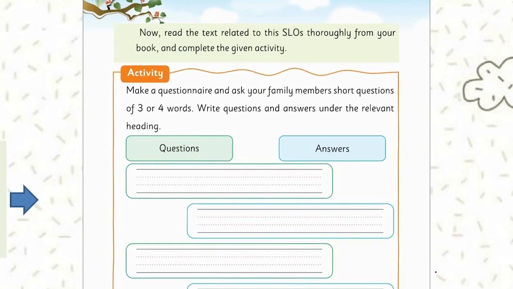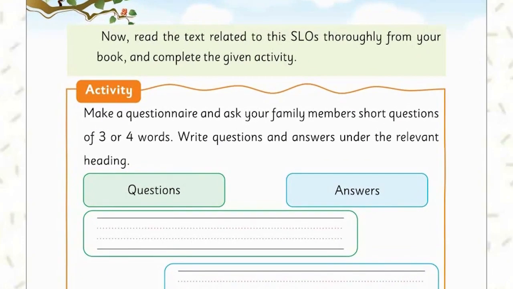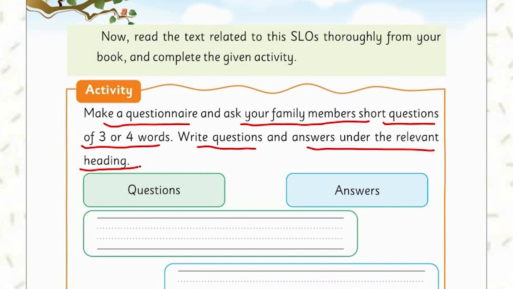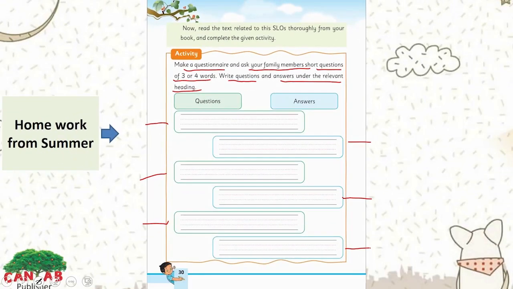This is your homework from Summer Pack, page number 30. We have an activity here. Make a questionnaire and ask your family members short questions of 3 or 4 words. Write questions and answer under the relevant heading. The green ones are questions and the blue ones are answers. You have to ask the question which consists of 3 or 4 words, not more than that. And you have to also write the answer here.